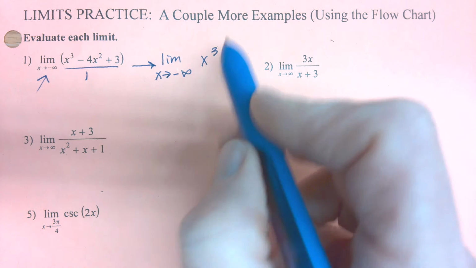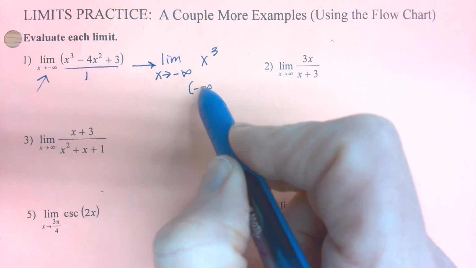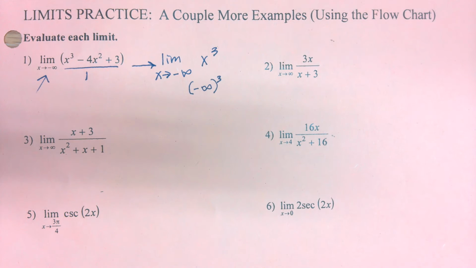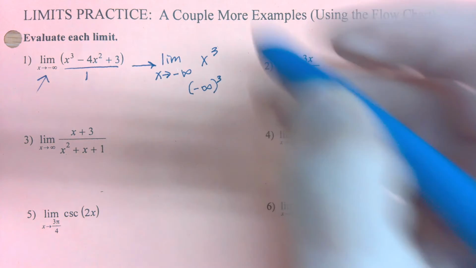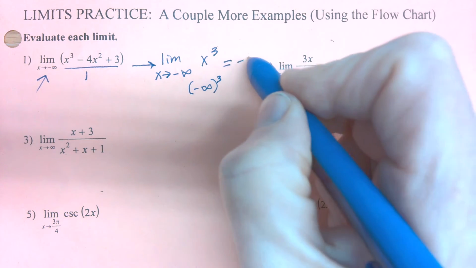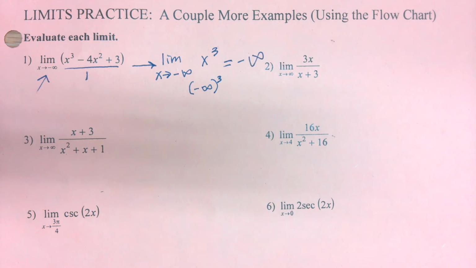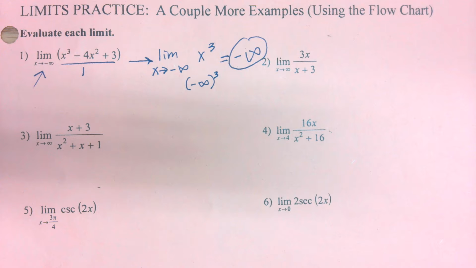So what I have to think to myself is, what would happen if I take an enormous number that's negative and take it to the third power? Is it going to become positive? Will it stay negative? Is it very large? Is it very small? Is it zero? And I hope all of you recognize that this would be a negative infinity answer. There is my limit. So that problem now is done.